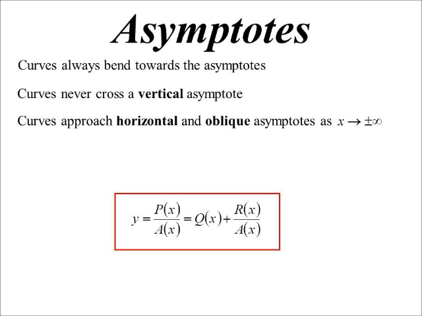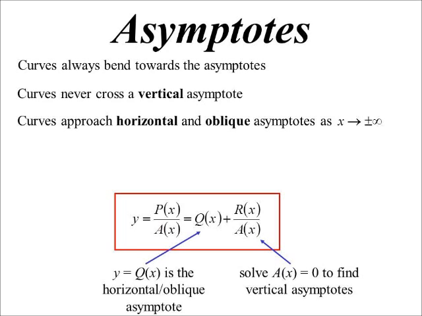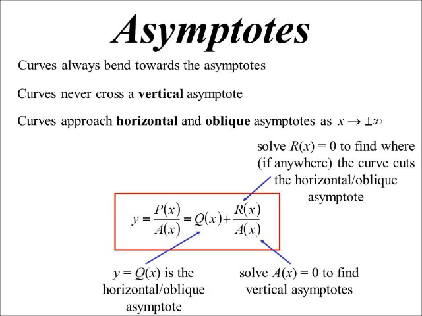This is the basic polynomial idea. If you're drawing a graph which is a polynomial on a polynomial, do a polynomial division, and then the asymptotes are very easy to find. The bottom of the fraction, same as normal, tells you where the vertical asymptotes are going to be. Solve that equal to 0. The quotient when you do the division will be the oblique or horizontal asymptote. And the remainder on top will tell you if it cuts it. If you solve that numerator equals 0, and there is a solution, then that is where it will cut the oblique or horizontal asymptote.